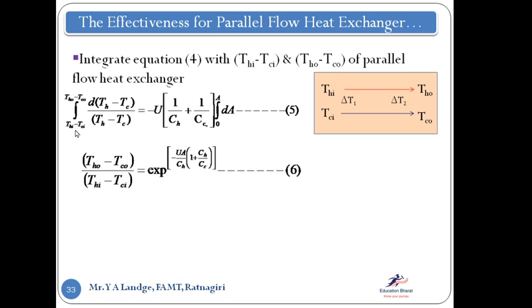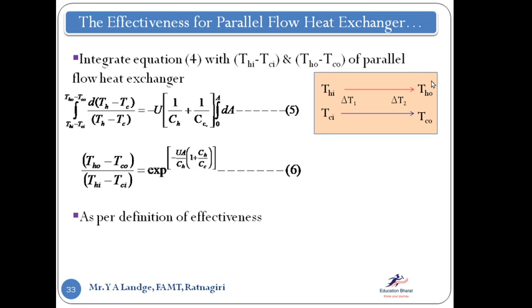After integration we got this equation: (Tho minus Tco) upon (Thi minus Tci) is equal to the exponential of minus UA times (1 upon Ch plus 1 upon Cc). Now what are Ch and Cc? As I already said, it is the heat capacity rate, which is the product of mass flow rate and specific heat. C suffix h stands for the hot liquid and C suffix c stands for the cold liquid. Once we integrate within a limit, we know how to take the limit: the limit at 0 area is this one, and the limit at area A is this one.